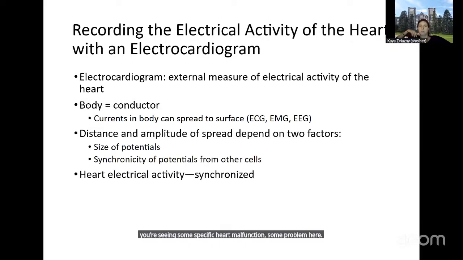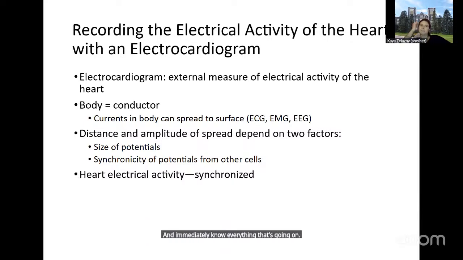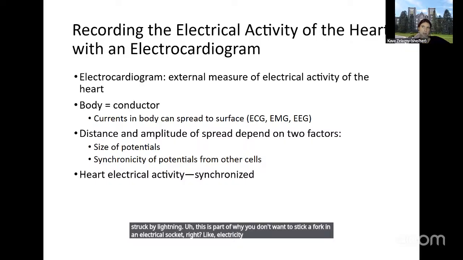Okay. So this electrocardiogram is an external measure of electrical activity of the heart. It does require multiple points of contact, so multiple electrodes. You can't just put one on top of the heart and immediately know everything that's going on. It uses this principle that your body can act as a conductor. This is part of why you don't want to get struck by lightning. This is part of why you don't want to stick a fork in an electrical socket, right? Electricity will run through your body.